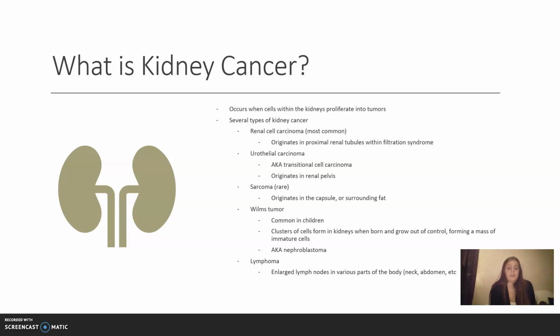Moving on to kidney cancer. So kidney cancer occurs when in one part of the kidney, cells just rapidly multiply and a tumor is formed. This tumor can be benign or it can be malignant, just depends.